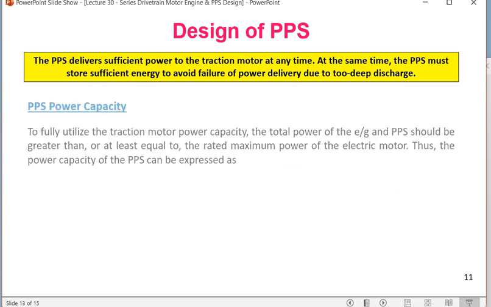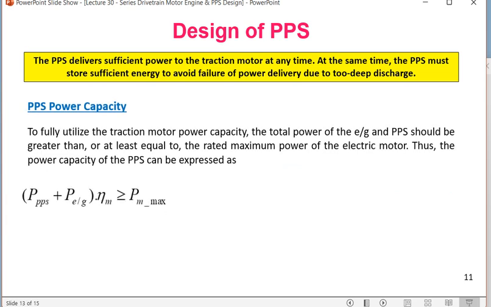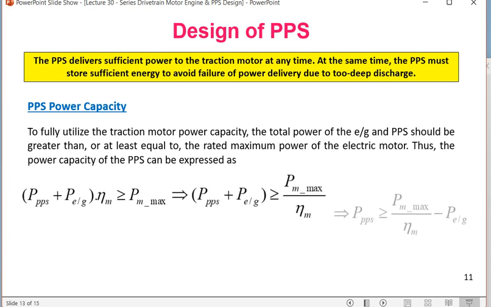Lastly, we are going to see the design of the PPS, that is the peaking power source. We will see this from this slide. So what is the job of the PPS? The PPS is generally not used much in a hybrid electric vehicle. The PPS delivers sufficient power to the traction motor at any time. It can give power at any time, but it is not called every time. At the same time, the PPS stores sufficient energy to avoid failure of power delivery due to too deep a discharge. So we don't allow the PPS to go below 70%.